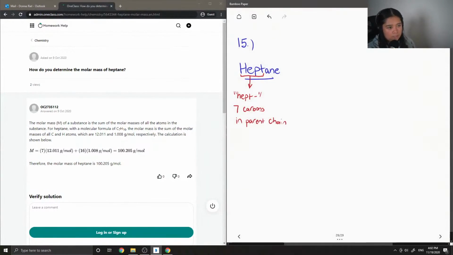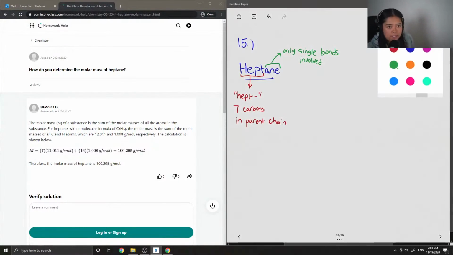And the fact that it ends in ane just tells us that there are all single bonds involved, or only single bonds involved. So if this compound ended in ene, we'd know that there would be a double bond. If it ended in ine, then we know that there is a triple bond. So since heptane only ends in ane, then there are only single bonds involved.